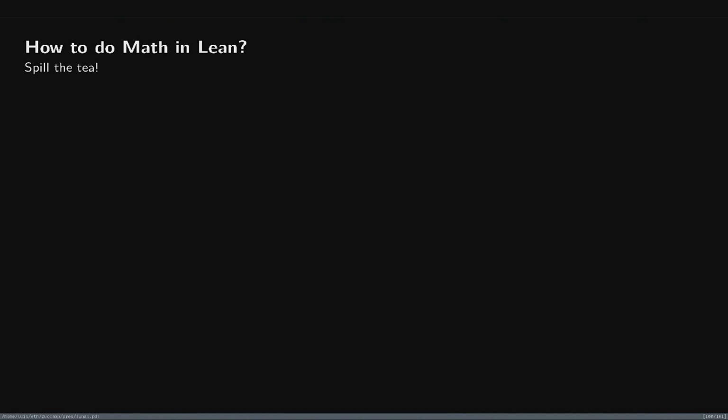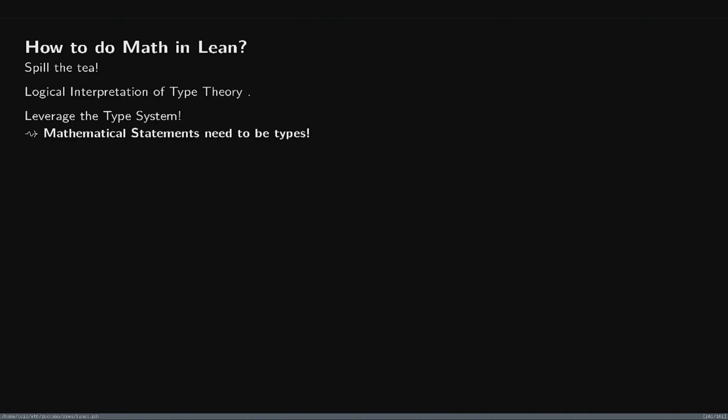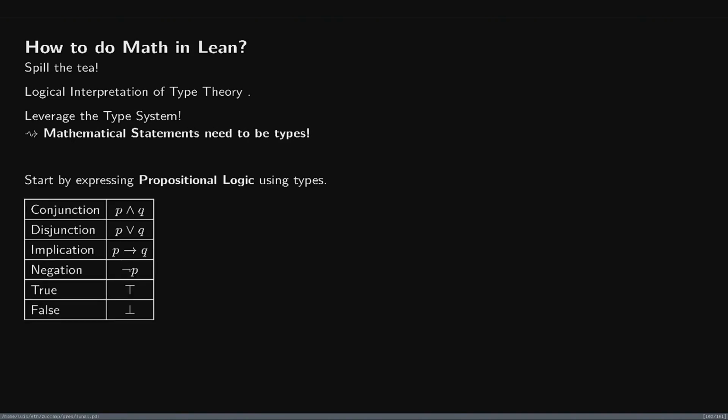Okay, a lot of talk about type theory. Now, the real question is, how do we do any math with this? The idea here is to somehow leverage this very expressive type system. For us to be able to do this, we need to have that mathematical statements are types. So we're going to begin by looking into this by expressing the constructs from propositional logic using types, such as the logical and, or, implication, negation, and the two logical constants, true and false.